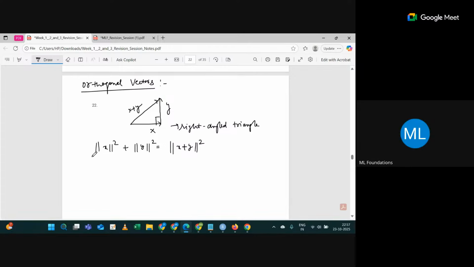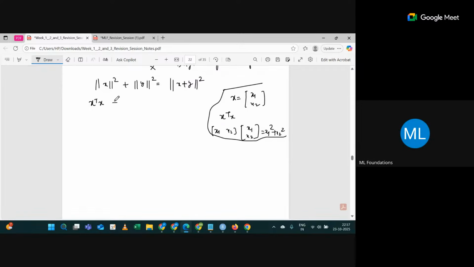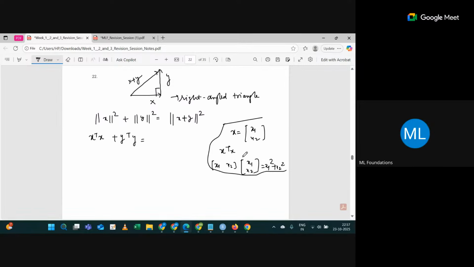In terms of matrix, what is the norm square? Can I write x transpose x? Yes. Why is this true? Suppose x is x1 and x2. If you write x transpose x, this will be x1 and x2, and here x1, x2, it will give you x1 square plus x2 square. Clear? So this is x transpose x, and this is y transpose y. Yeah, dot product. See, norm is defined like this. A dot product also.